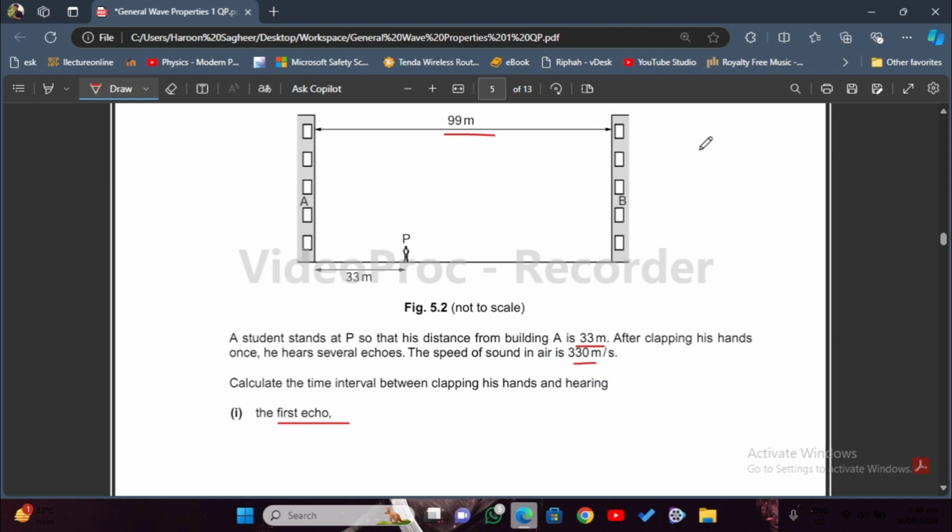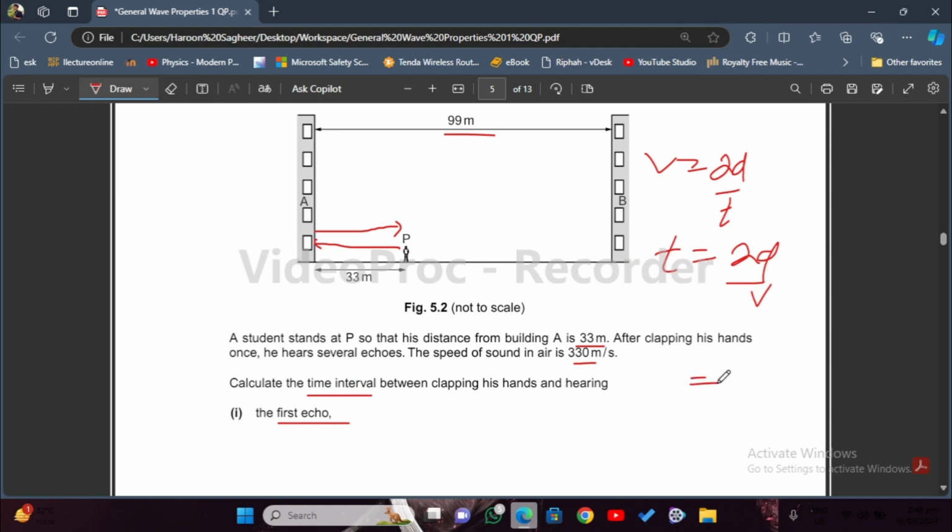Now in my sound worksheet, I already told you that you would have to apply that formula in order to find the echo. So just remember this. Echo would be like when this person is speaking. So wave would travel 33 meters to this wall, and then it would come back by covering the same 33 meters. Okay, so what do we have to find? We have to calculate the time interval between the clapping of his hand and hearing. Alright, so T will be just 2D divided by V.